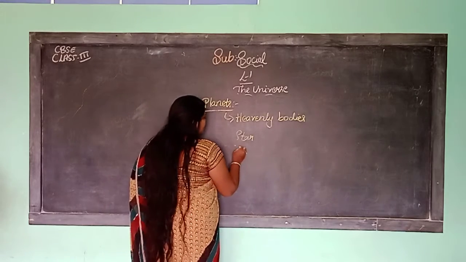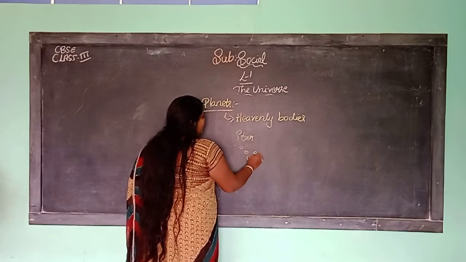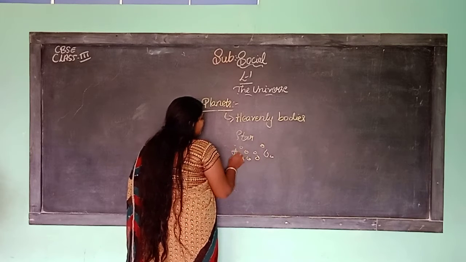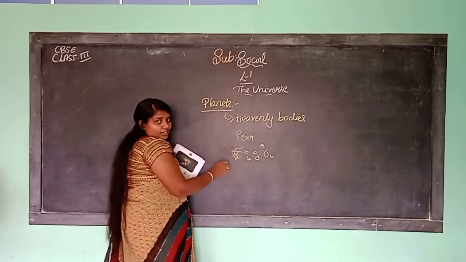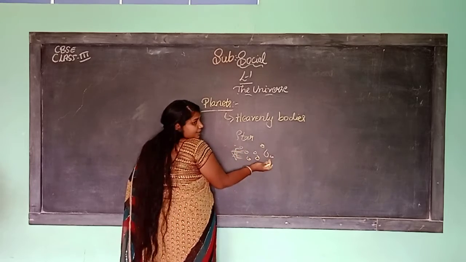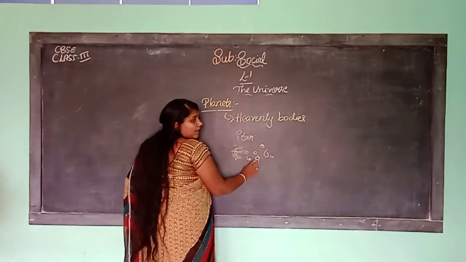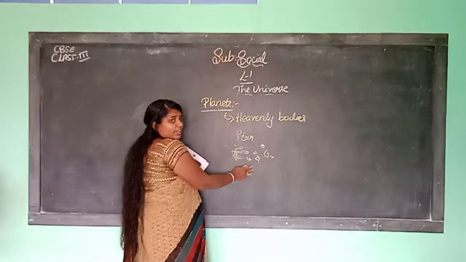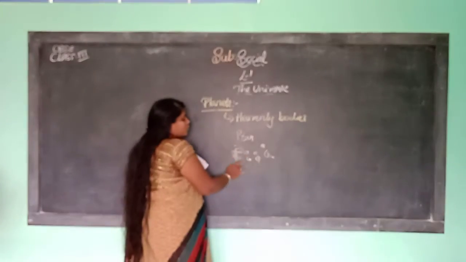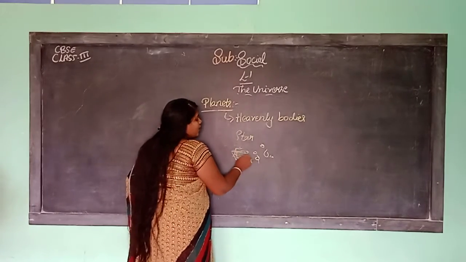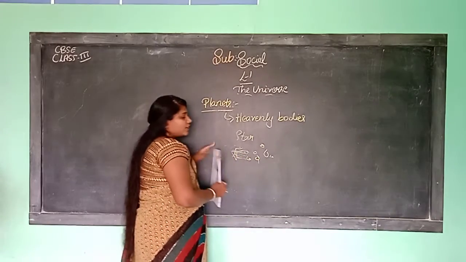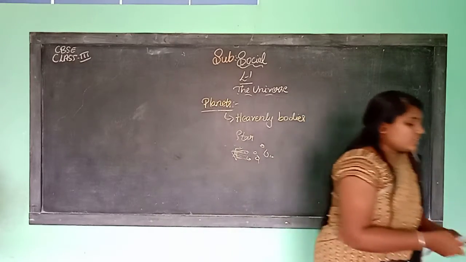These planets are made up of rocks and gases, no? So these all revolve around the stars. These stars have light, so the light reflects onto these planets. These planets do not have their own light and heat. When they revolve around the star, the sun, the star gives light, so they get the light and heat. Understood, children? Next one is the moon.